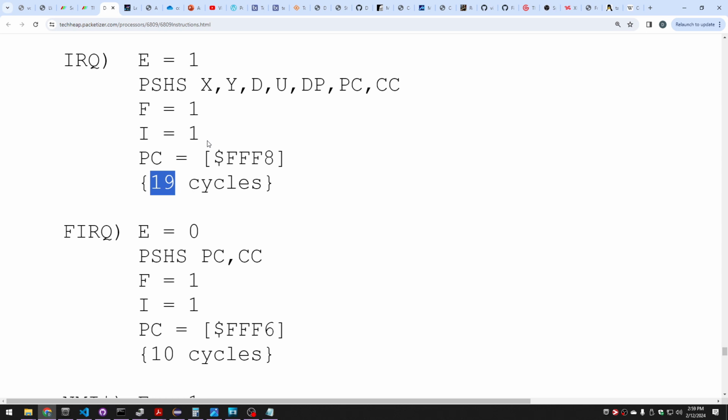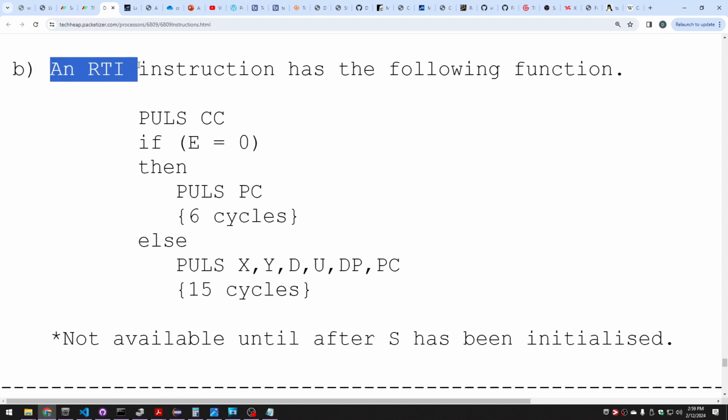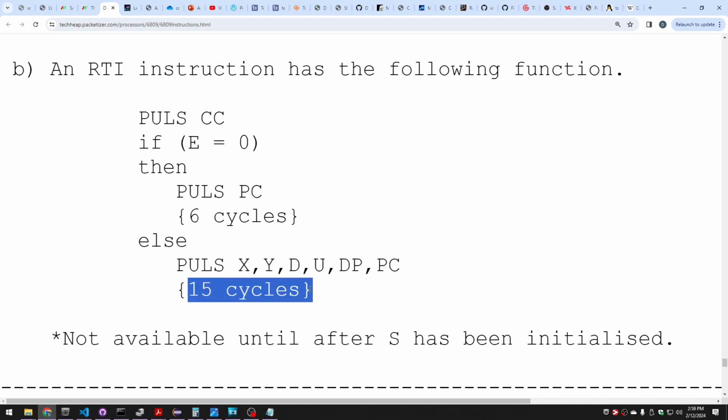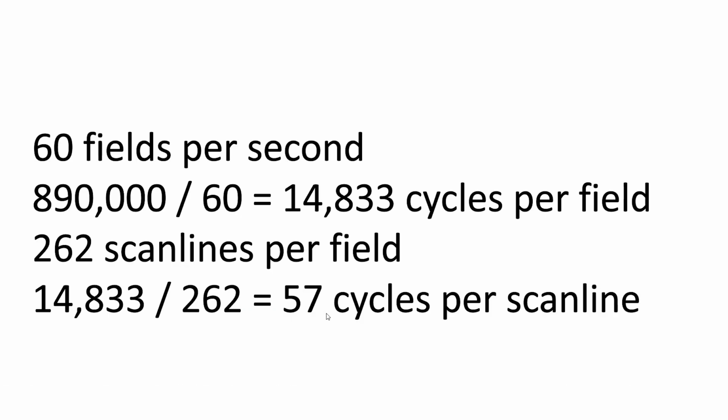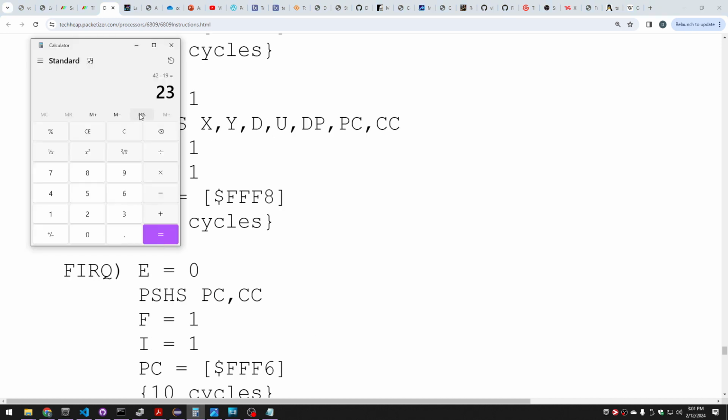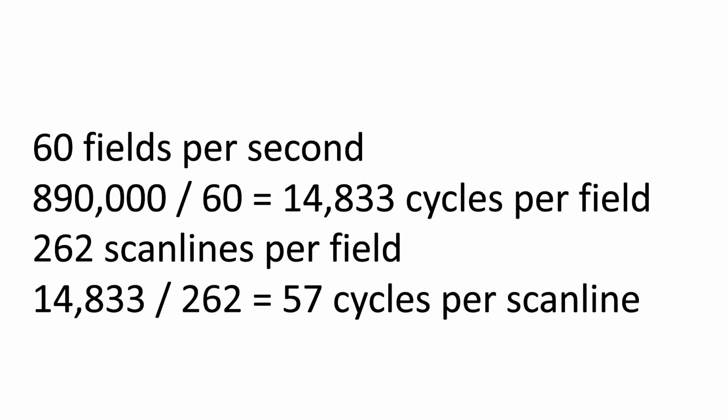And it gets worse. Don't forget, we've got to do an RTI when we're done. That means every register under the sun must get pulled back, and we blow another 15 cycles just for doing that. Holy cannoli! We've got no time left! You only have your 57 cycles, minus 19, minus 15, leaving a measly 23 cycles. What could you possibly do with that, you ask? But that's where the genius of Simon's approach comes into play.